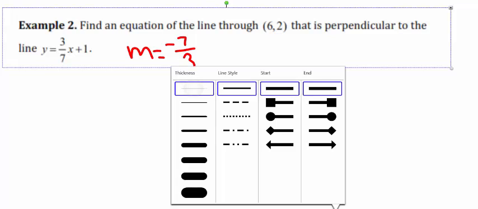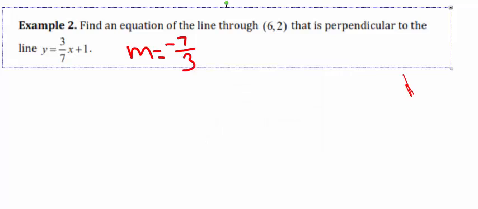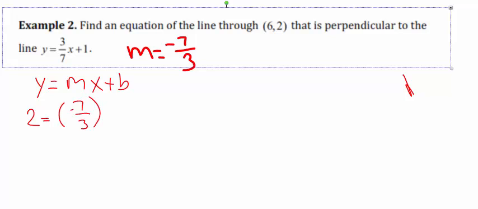So I'm going to use slope-intercept form. So remember, slope-intercept form is y equals mx plus b. So our y value here is a 2. The m is negative 7/3. And then x is 6 plus b. So now we'd have, well, negative 7/3 times 6 would be negative 14.